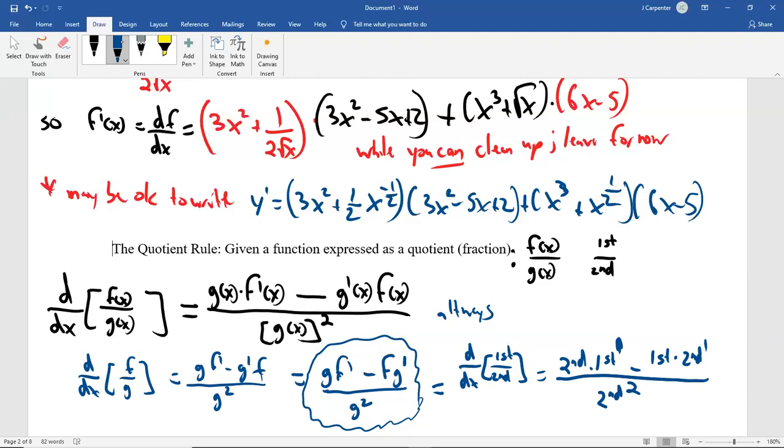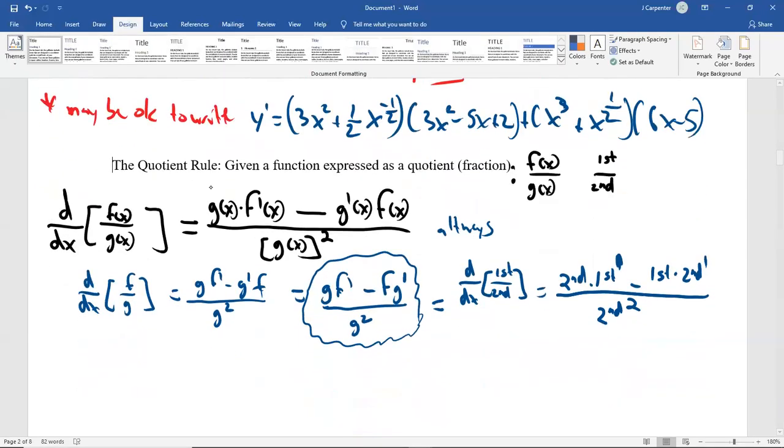Some people might say it doesn't make sense to call them first and second when it's top and bottom. It makes more sense to do it that way with a product. You know what? I kind of get your argument, but it works either way. Instead of using first and second, guess what you could say instead? Top and bottom. So you could say, let me scroll down a little, d/dx of top over bottom. I'm just going to abbreviate with T and B. It's going to be the bottom times the derivative of the top minus the top times the derivative of the bottom all over the bottom squared.